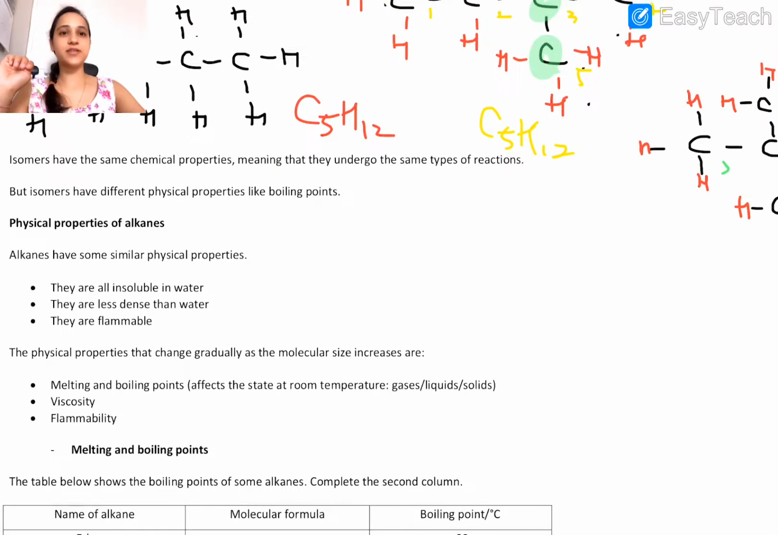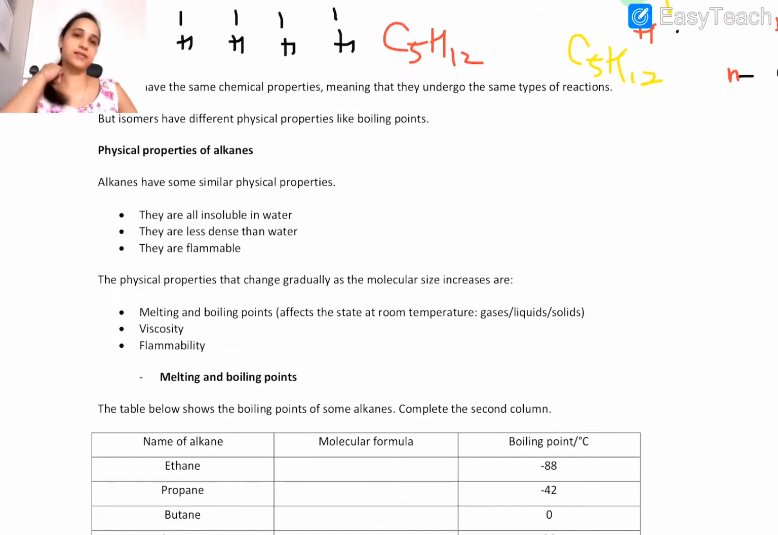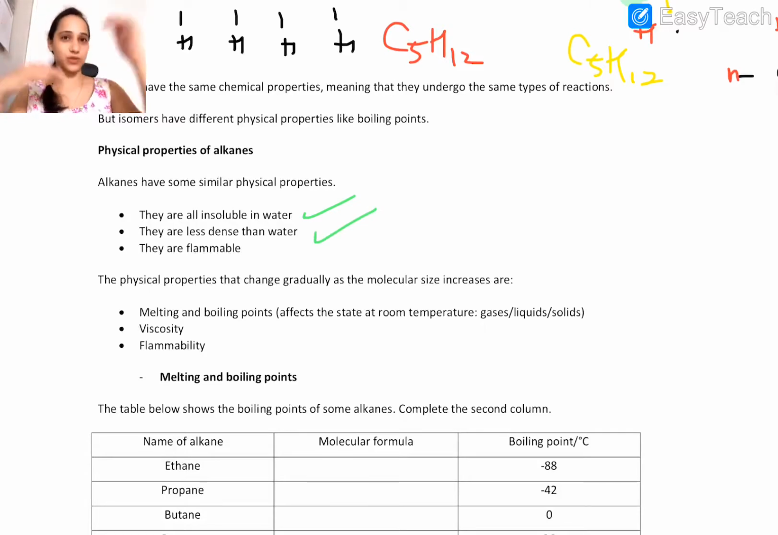Now let's see the physical properties of alkanes. Alkanes have very similar physical properties. All of them are insoluble in water. All of them are less dense than water, which means that they will float, and they are all flammable, which means that they are good fuels. They will catch fire easily.